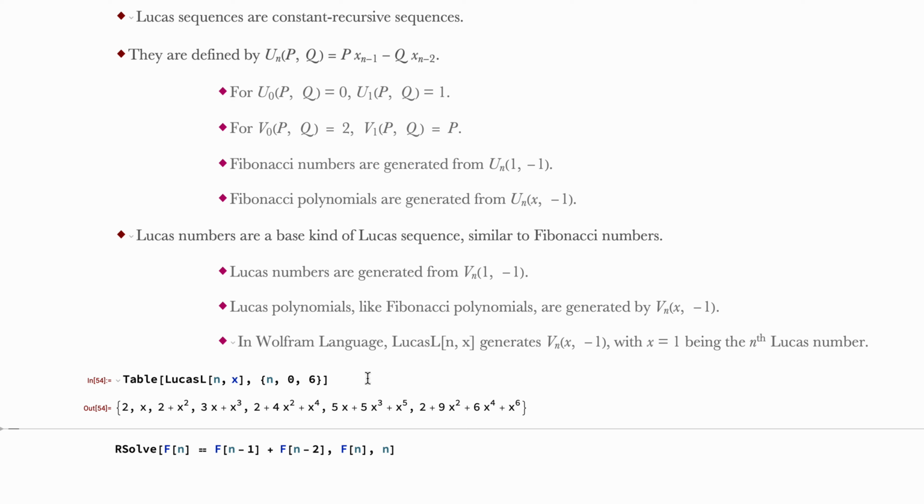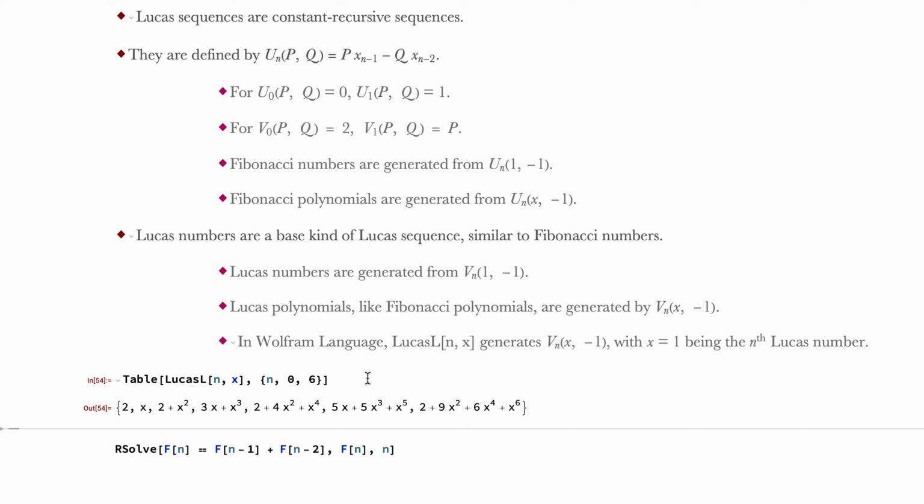This comes out to be 2x, 2 plus x squared, 3x plus x cubed, 2 plus 4x squared plus x to the 4th, 5x plus 5x cubed plus x to the 5th, and then 2 plus 9x squared plus 6x to the 4th plus x to the 6th.